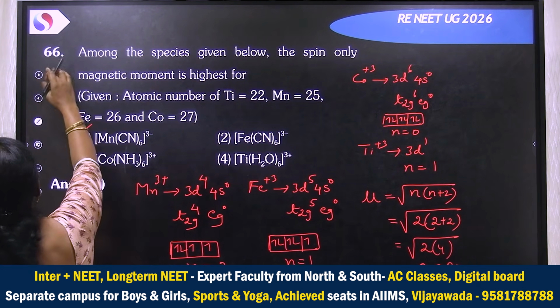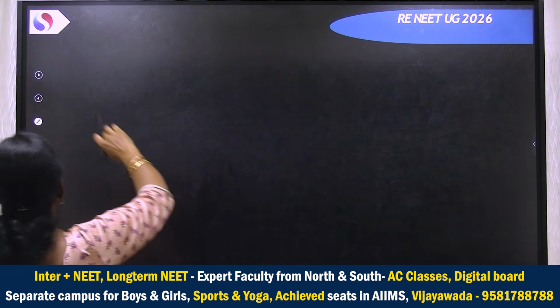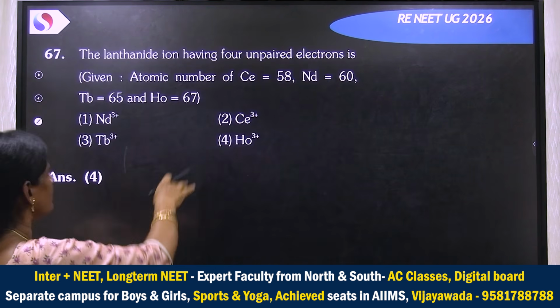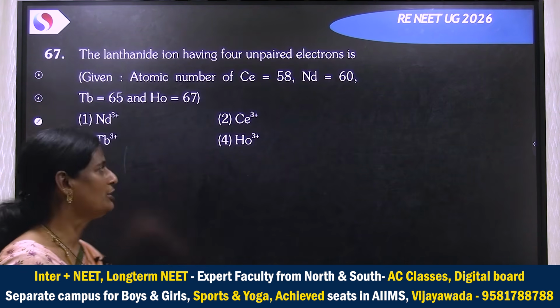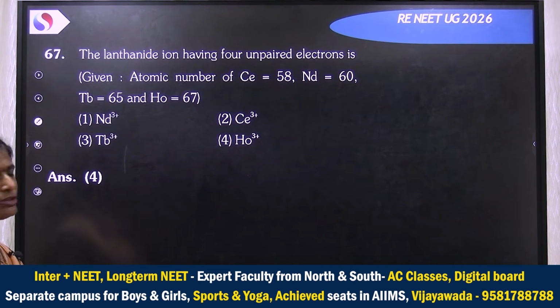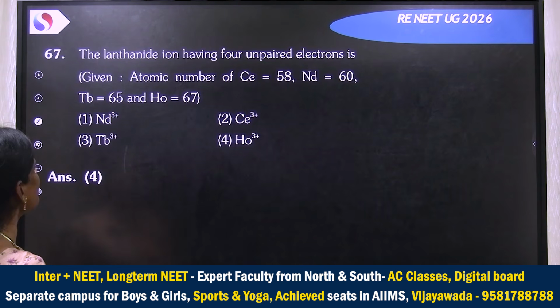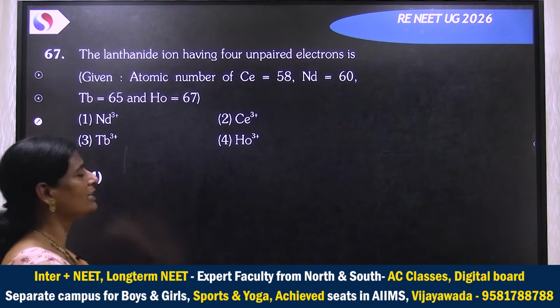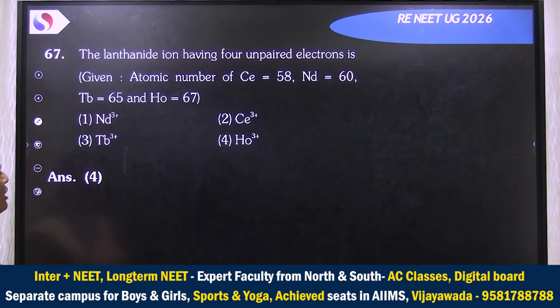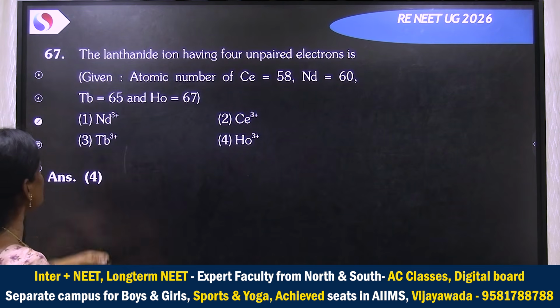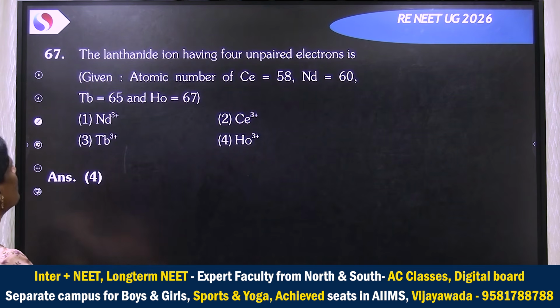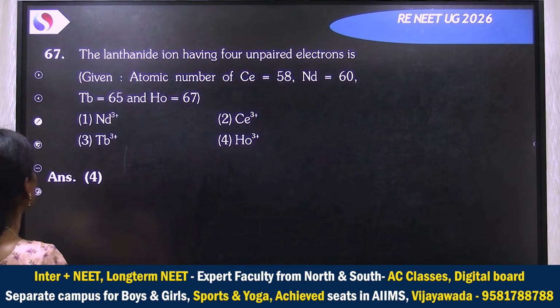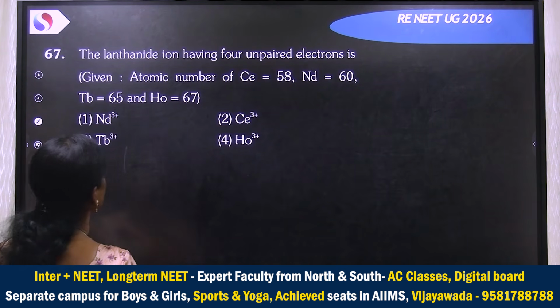So next question is. The previous question is from transition elements, d block elements and coordination compounds. And this is from lanthanides. The lanthanide ion having 4 unpaired electrons is, atomic numbers of 4 lanthanide elements are given. So basing on atomic numbers and the oxidation state of the ion, we have to find out the number of unpaired electrons. So the first one is neodymium and its atomic number is 60.